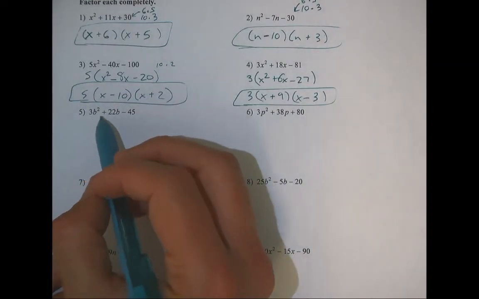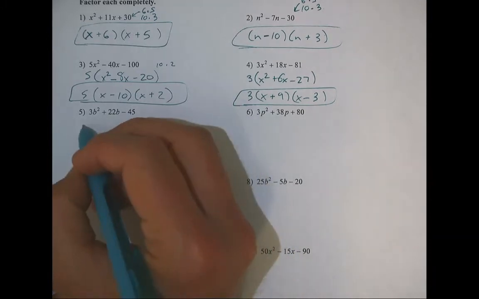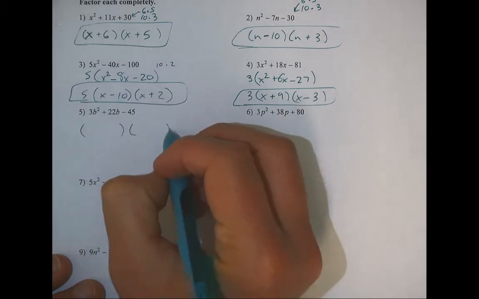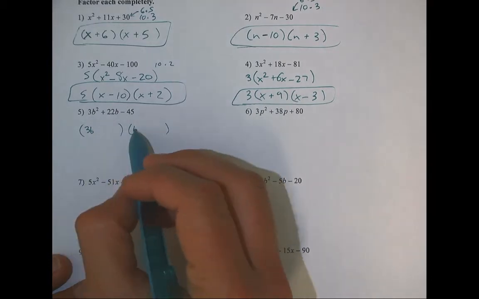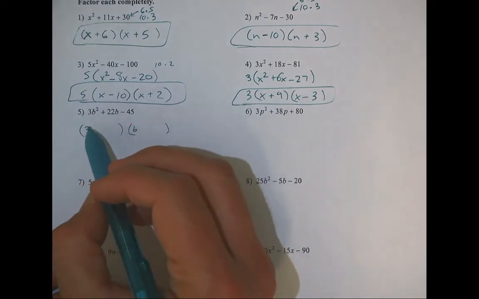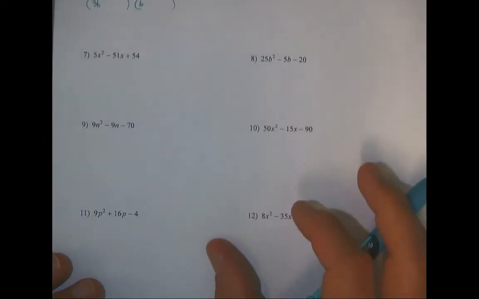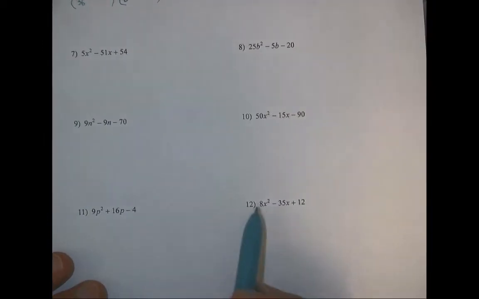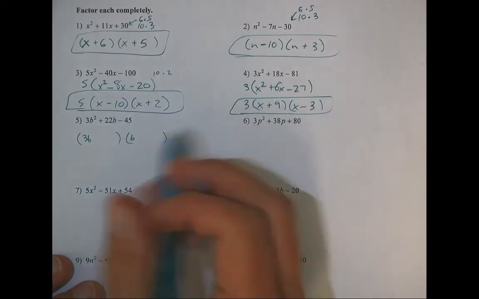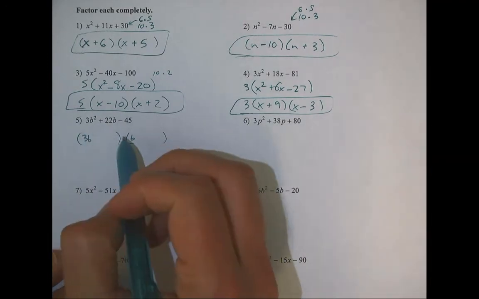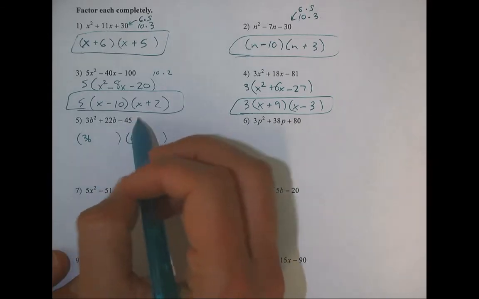Okay, number 5, now we step the game up. 3 cannot be factored out because it doesn't go into 22 evenly. So now we have to start dealing with those leading coefficients. I have a 3b and a b because these can be multiplied together to make 3b squared. Some numbers, like say 50 or 8, have more than one way to get them, so I have to consider all those possibilities. In this case, though, 3 can only be made by 3 times 1. So I'm going to put the 3 here, the 1 here, and I'm good.